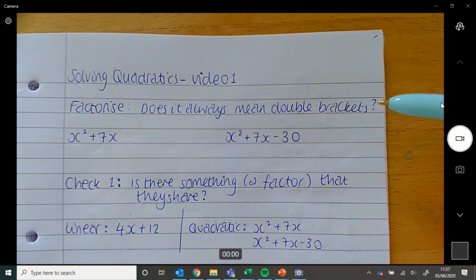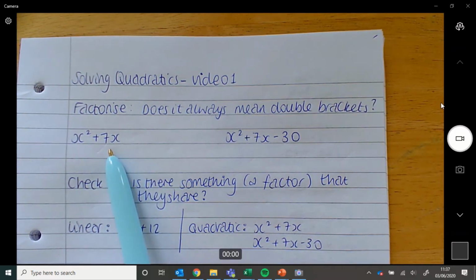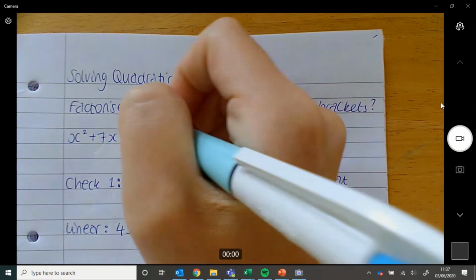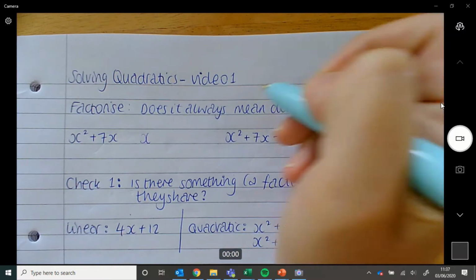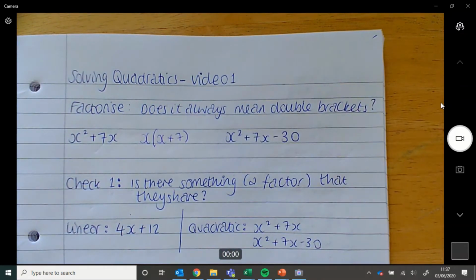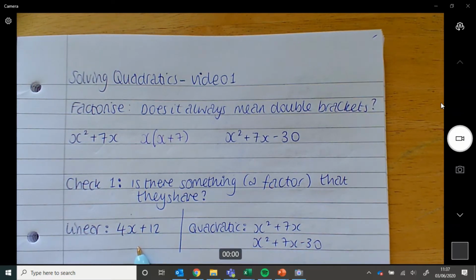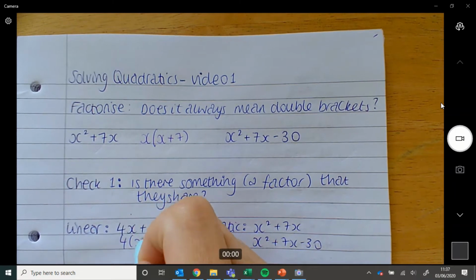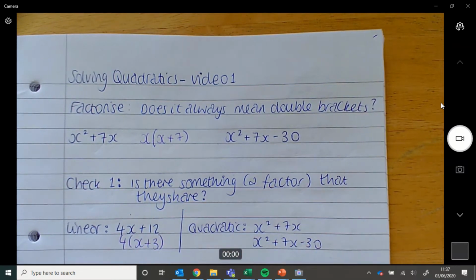go into double brackets? However, if we look at this example on the left, that has something which is common to all of the terms. So in this one, I'm not going to put it into double brackets. I'm going to bring an x out to the front, which is the common factor, and then I'm going to factorise it like this. So don't always assume, as soon as you see the x squared, that it needs to go into double brackets. Sometimes it can just be factorised like you would a linear expression like this. This could be factorised by bringing a 4 out to the front, like that.